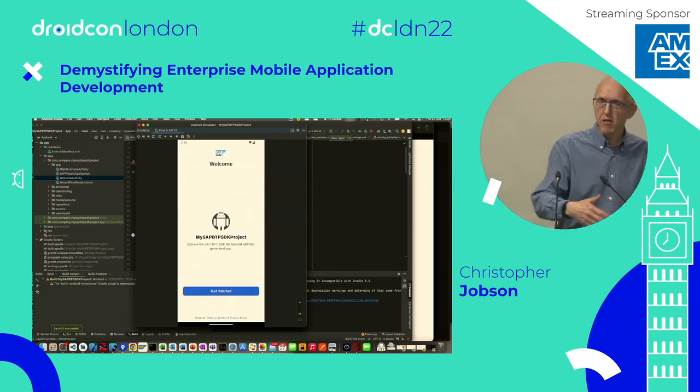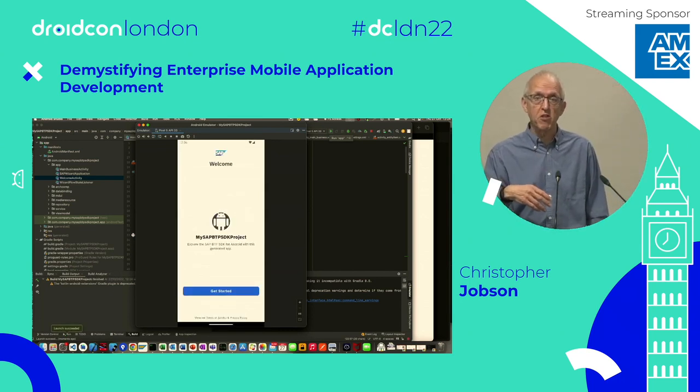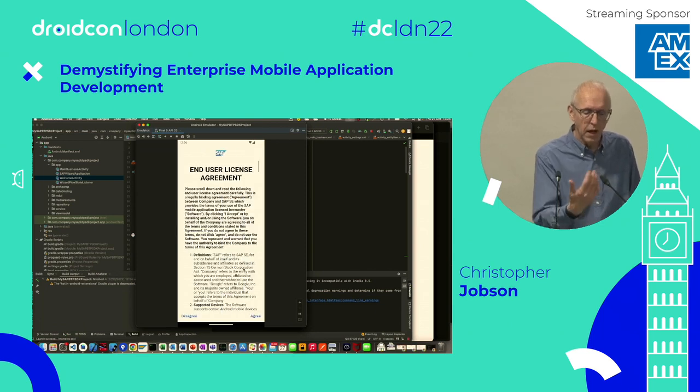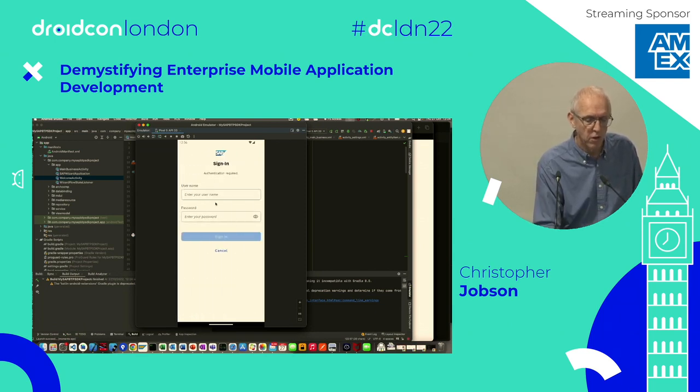So again, a lot of these controls here are just shipped with the SDK, and you get them for free, and we're just packaging them up and showing them running here in the app. So here we just click Get Started. It's like a welcome screen or a splash screen. End user license agreement, typical thing you get on most business applications.